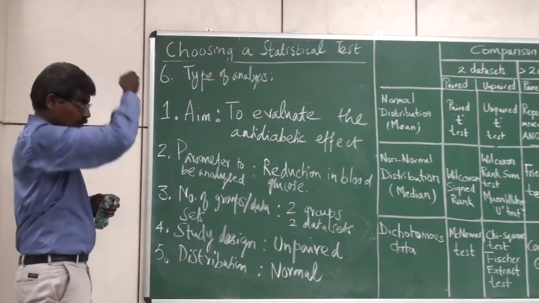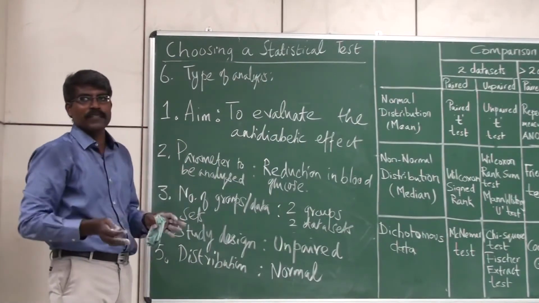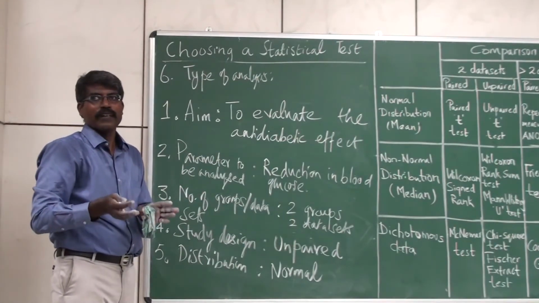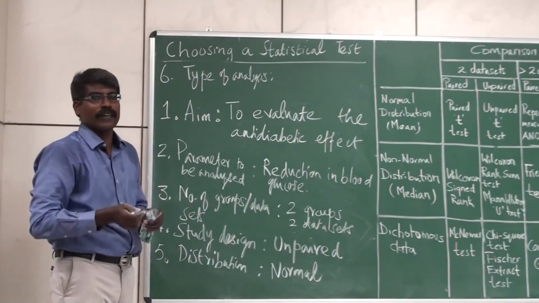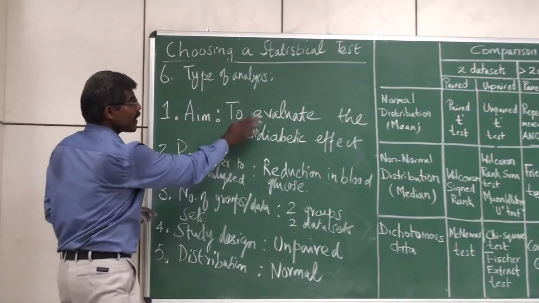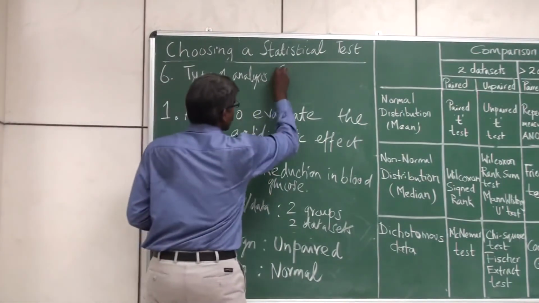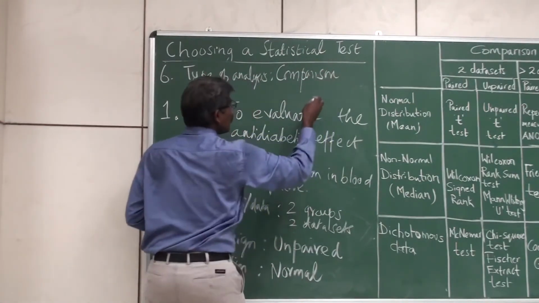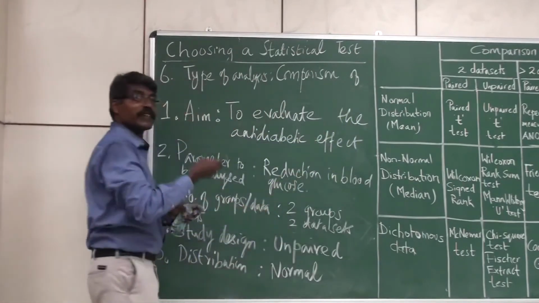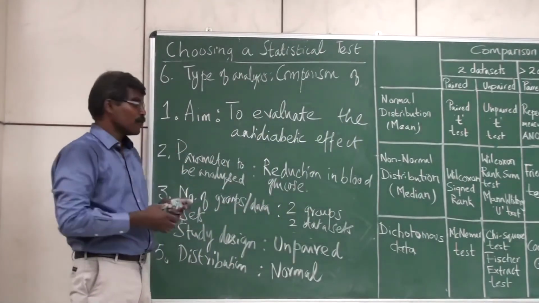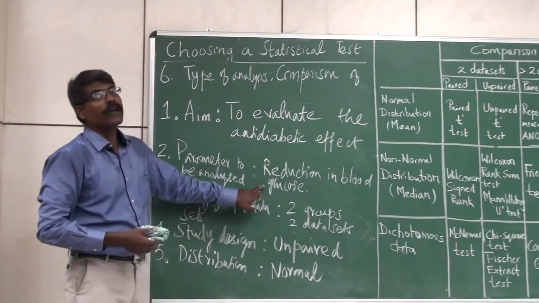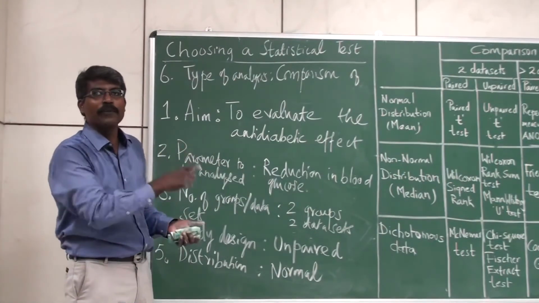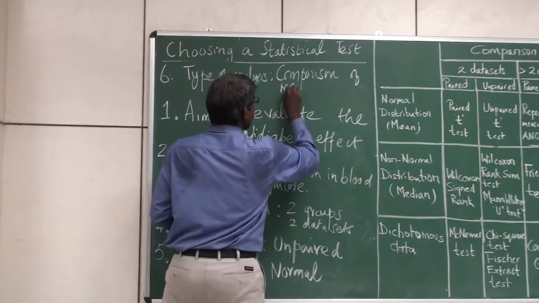Now here we already saw that there are 3 major types: comparison, association, or regression, isn't it? Here we want to compare between 2 groups. So it is comparison, isn't it? I don't want to predict, or find out the association. It's comparison of what? Is it mean or median or proportion? What is my parameter? Reduction in blood glucose. How will I summarize it? As means. So it is comparison of mean between 2 groups.